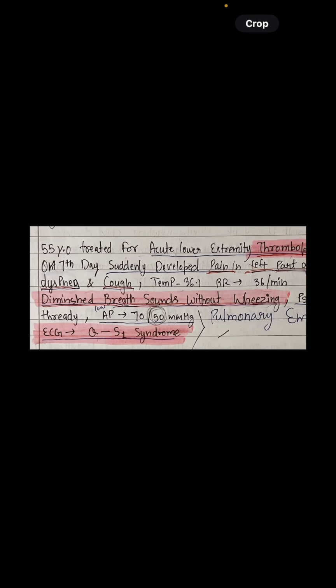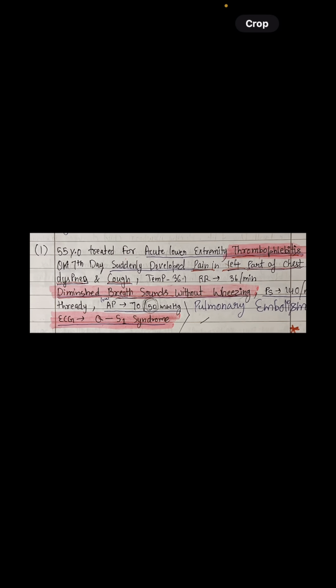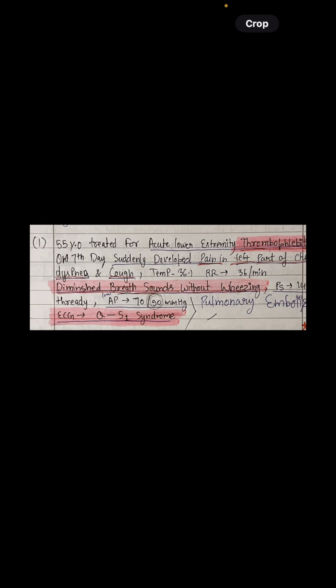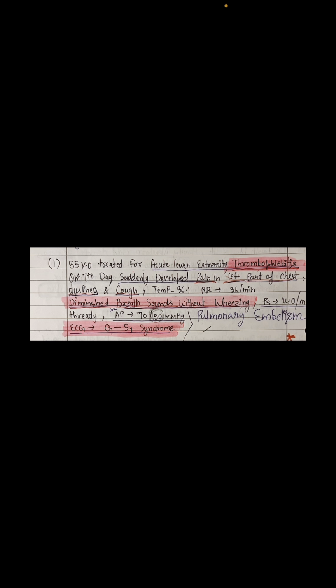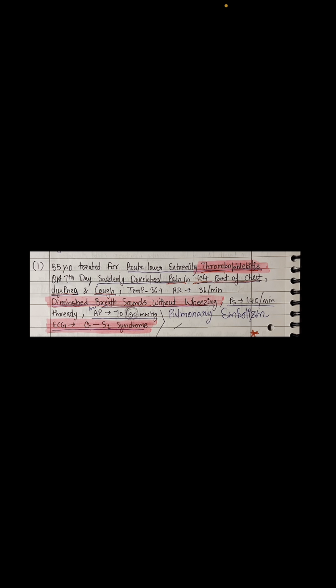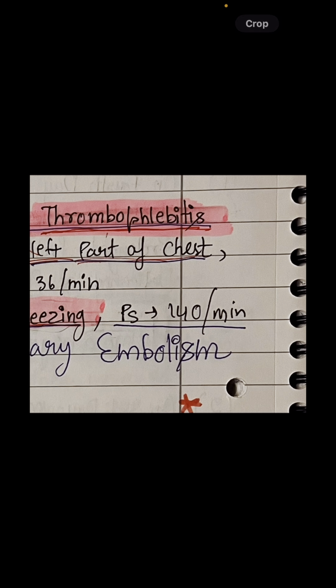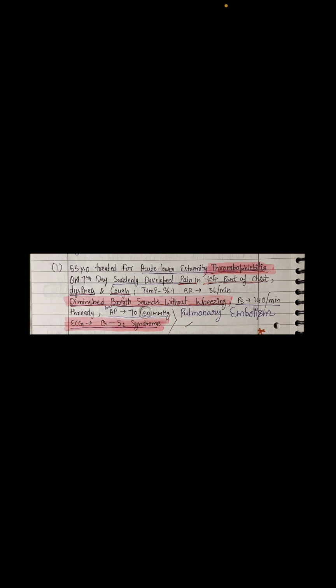Diminished breath sounds without wheezing. Why diminished? Because there is no blood supply to some particular part of the lungs. The area which has no blood supply will not take part in respiration anymore. So on auscultation or percussion, we will see diminished breath sounds without wheezing. It says the pulse is high because the body is trying to cope with the loss of some lobe which is not taking part in respiration.